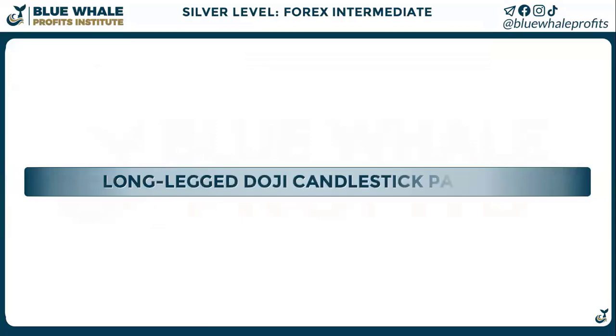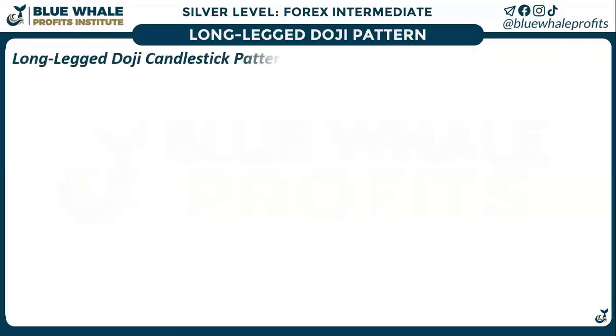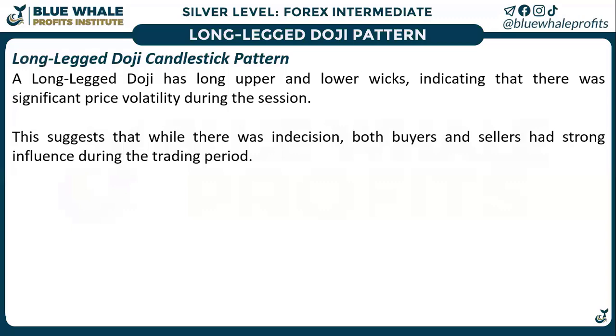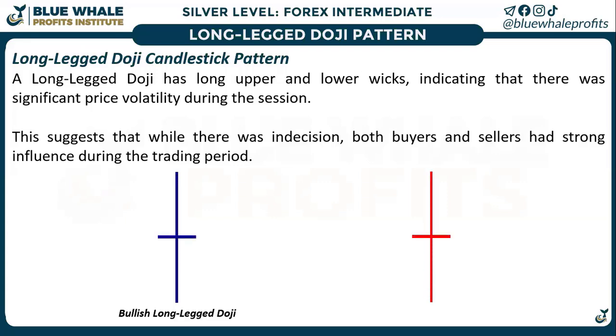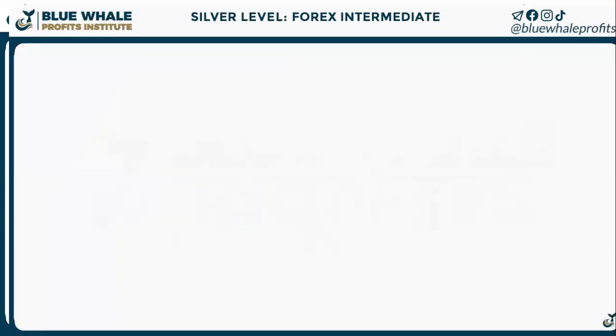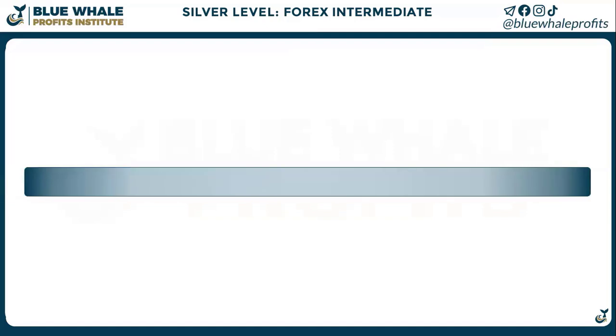We have the long-legged, and we said that long-legged doji has long upper and lower wicks, indicating that there was significant price volatility during the session. This suggests that while there was indecision, both buyers and sellers had strong influence during the trading period. So this is how you can also see it, very long, but the price closed in between them, and you don't even know where to start from. So you just need a confirmation before you can actually trade such markets.